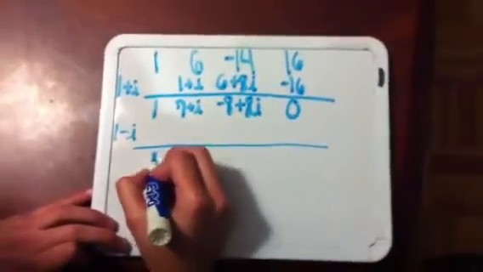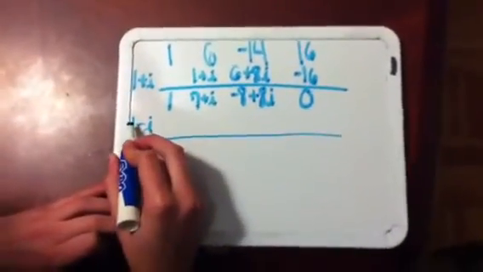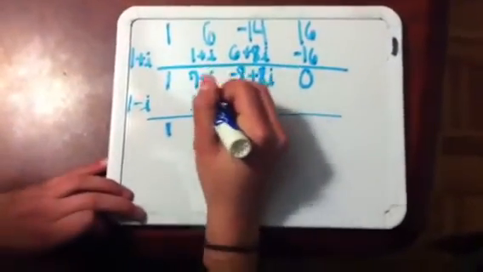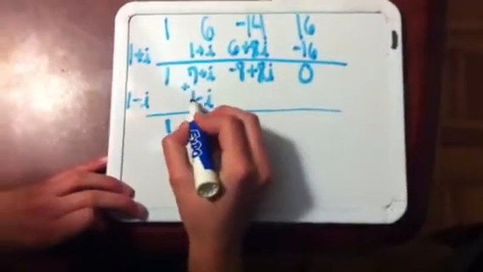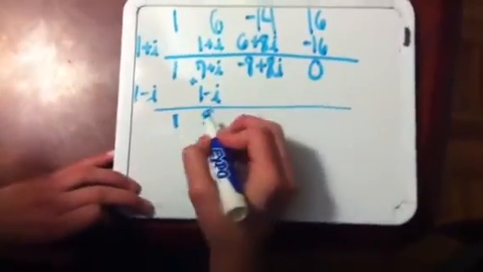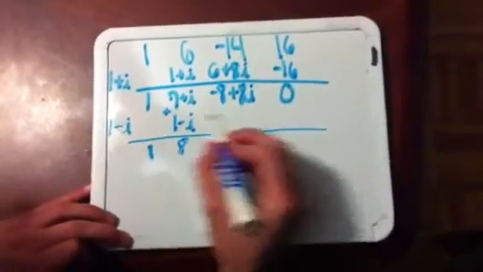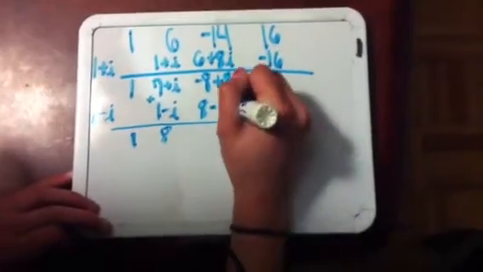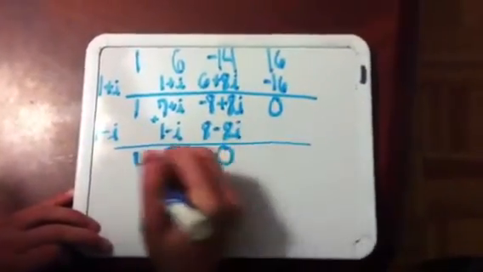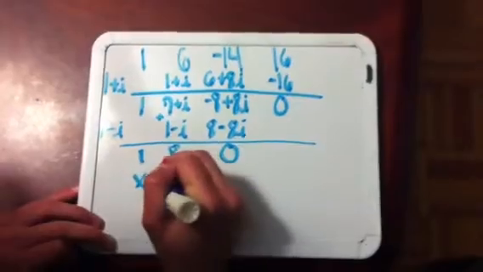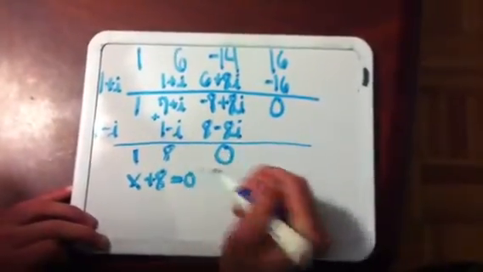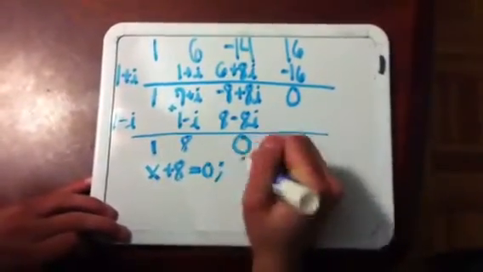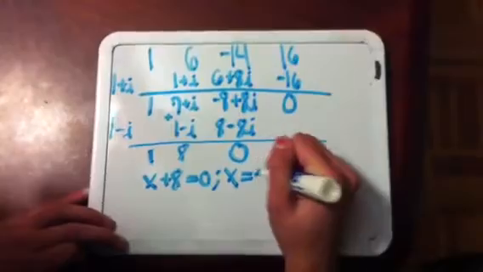So we drop the 1. 1 minus i times 1 is 1 minus i. The i would add 7 plus i and 1 minus i and get 8. Then we multiply 8 times 1 minus i and get 8 minus 8i, which would then be 0. So the final answer is x plus 8 is equal to 0. From here we solve for our final root by subtracting 8, so we know that the final root is negative 8.